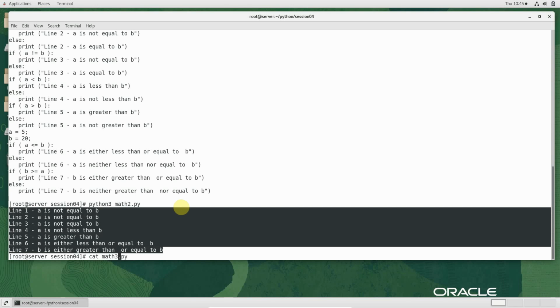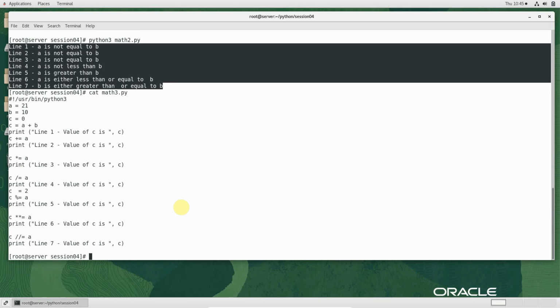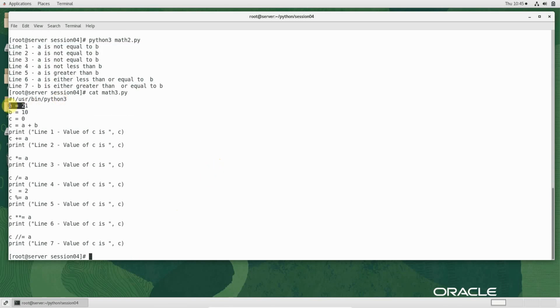Let's try example number 3, math 3. This example is: a is 21, b is 10, c is 0, c equals a plus b. So this is the operator which I discussed, c plus equal a is the same as c is equal to c plus a. So that means c will be equal to c plus a, that means 21. So you'll get the output here. This line will be printed, that is 21.